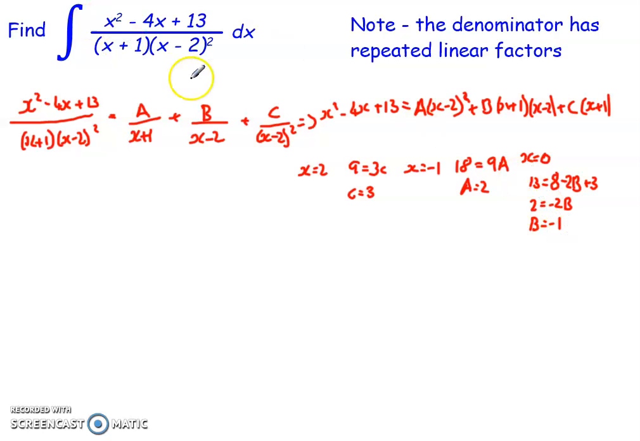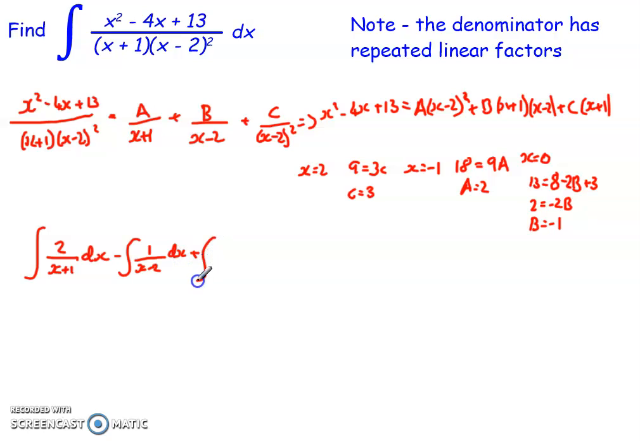So what I can now do is split my integral up into 3 separate little integrals here, and then work them through from that. So I'll end up splitting it into the integral of a over x plus 1, so 2 over x plus 1 dx, plus the b over x minus 2, but that's then going to be minus the integral of 1 over x minus 2 dx.